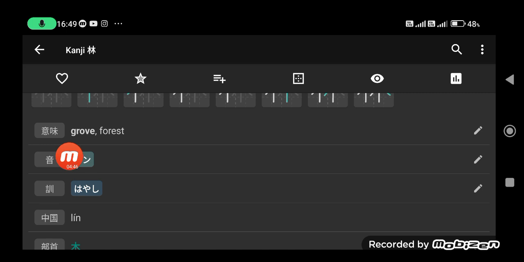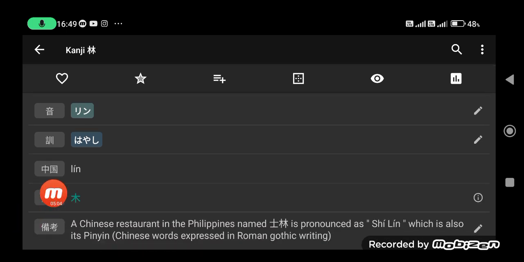Meaning: grove or forest. Onyomi here: rin. Kunyomi, or the native Japanese sound: hayashi. Hayashi. Okay, so for those who are interested in Chinese, this is the pinyin reading. Pinyin is the Roman alphabet way of expressing Chinese words.